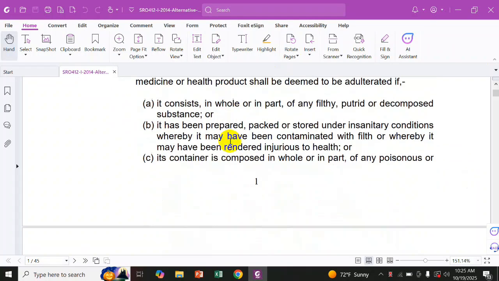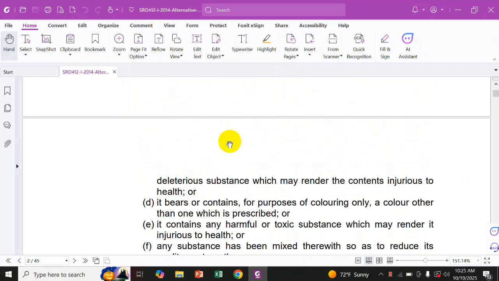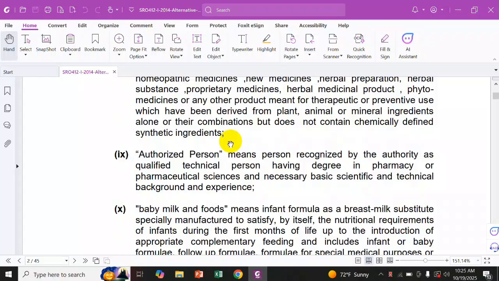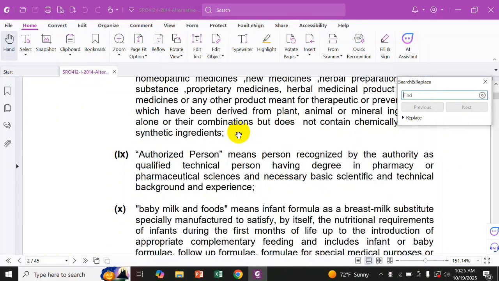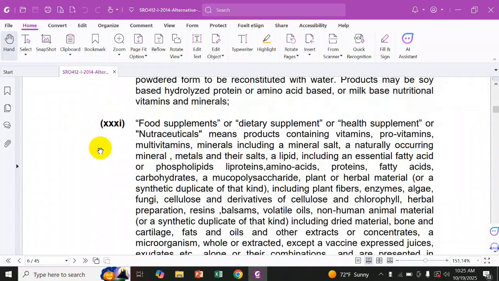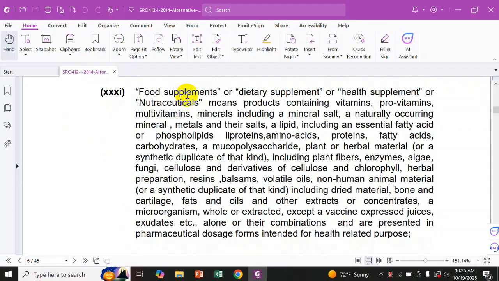First of all, we should search for what nutraceutical products are, and then we will proceed further. So here we search nutraceuticals. Okay, here comes the definition of nutraceuticals. Nutraceutical products are defined as food supplements, dietary supplements, health supplements or nutraceuticals. All are names of the nutraceutical. We can call it food supplement, dietary supplement, health supplement or nutraceutical.